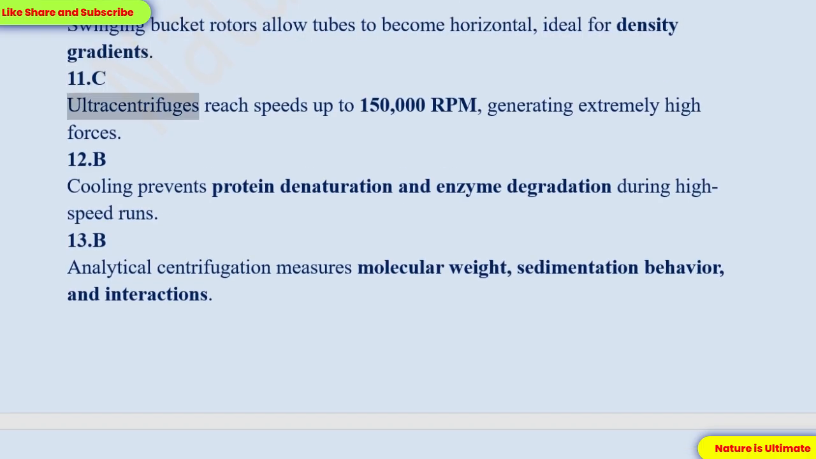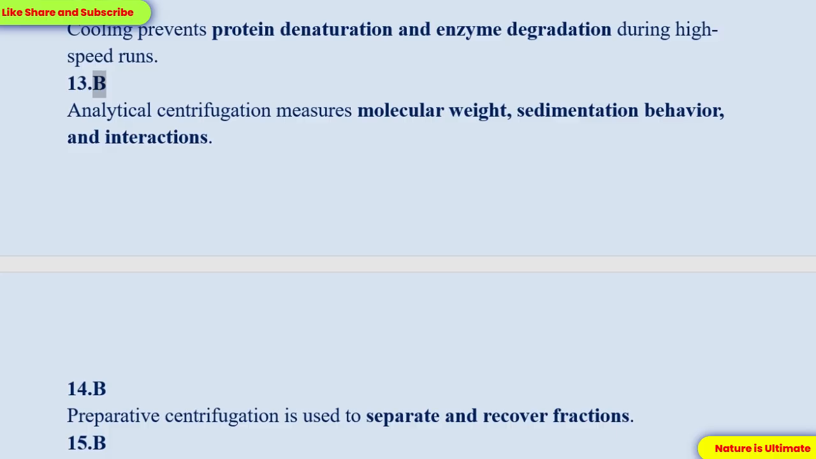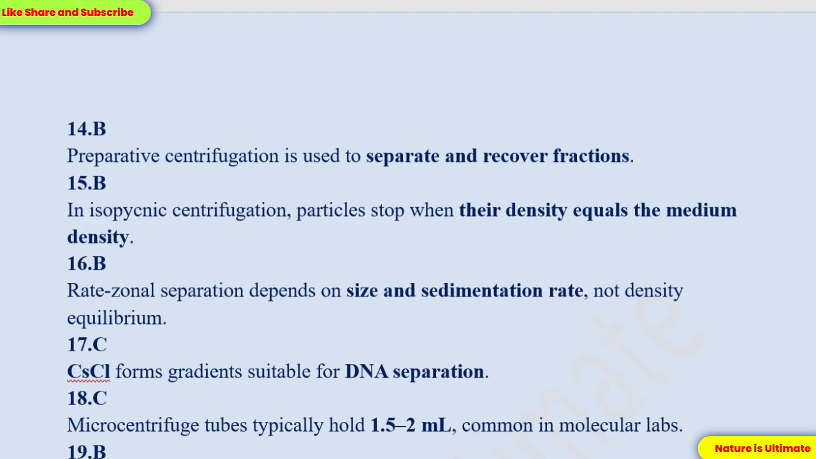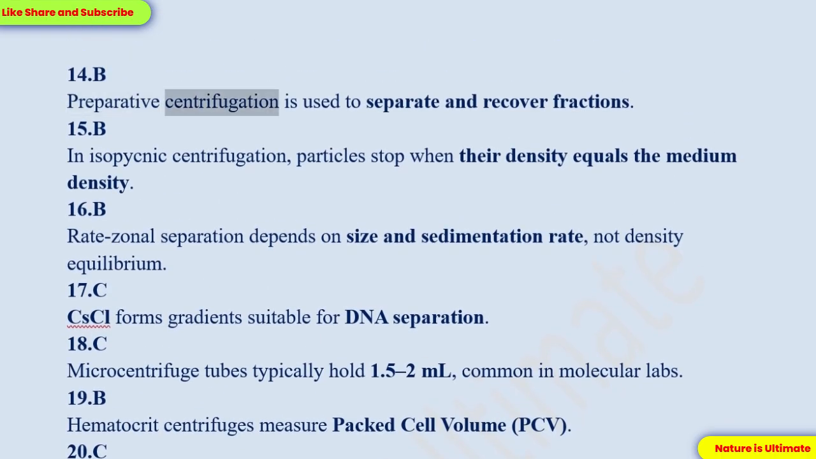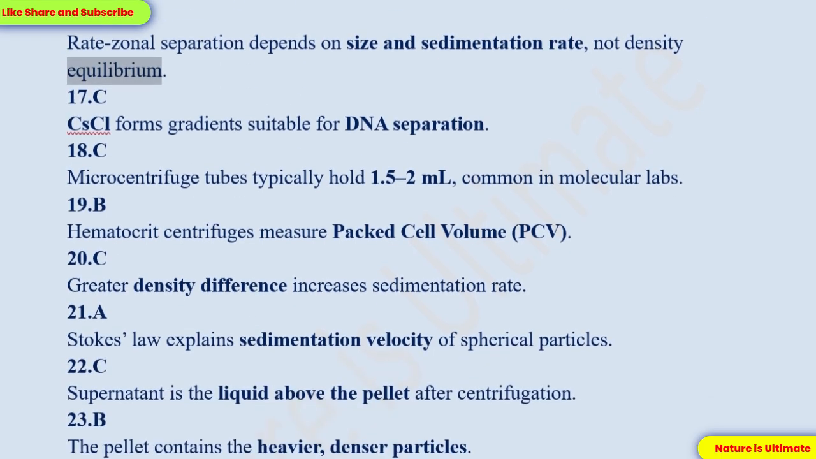11c. Ultracentrifuges reach speeds up to 150,000 RPM, generating extremely high forces. 12b. Cooling prevents protein denaturation and enzyme degradation during high-speed runs. 13b. Analytical centrifugation measures molecular weight, sedimentation behavior, and interactions. 14b. Preparative centrifugation is used to separate and recover fractions. 15b. In isopycnic centrifugation, particles stop when their density equals the medium density. 16b. Rate-zonal separation depends on size and sedimentation rate, not density equilibrium.